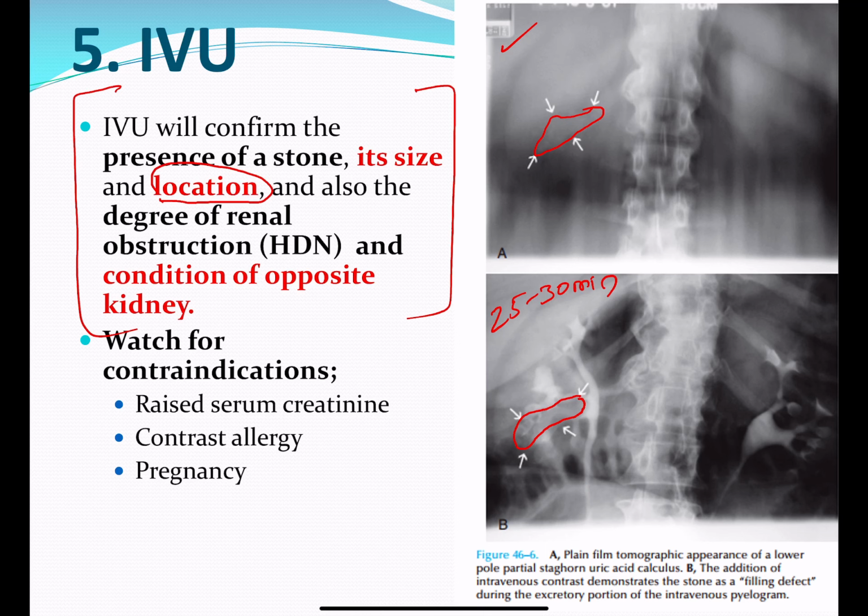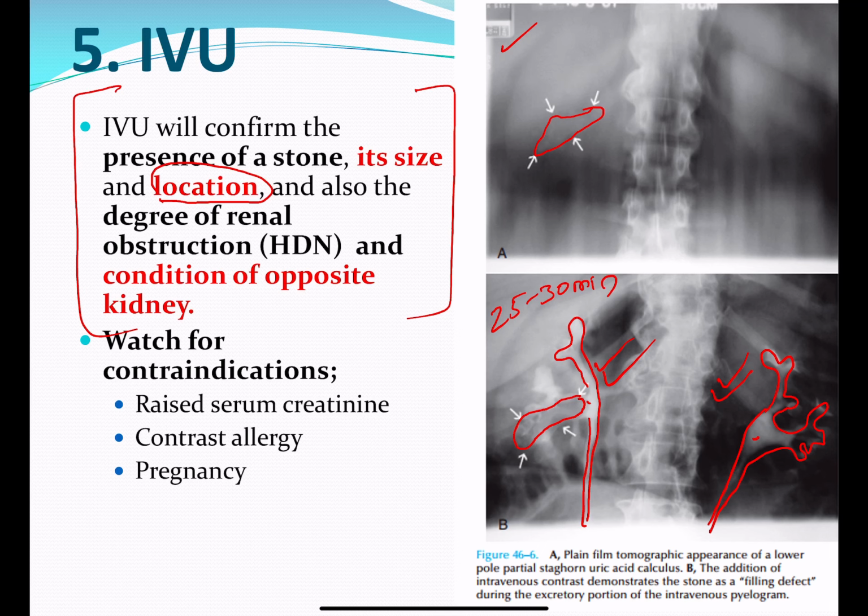Let's see. The calyceal system is not dilated. It is normal. You can see the dye is going down the ureter, and on the opposite side we can see the calyceal system is very good, not dilated, and even the dye is going into the ureter. So both kidneys are functioning, excreting well. There is no hydronephrosis. These are the extra information we get.